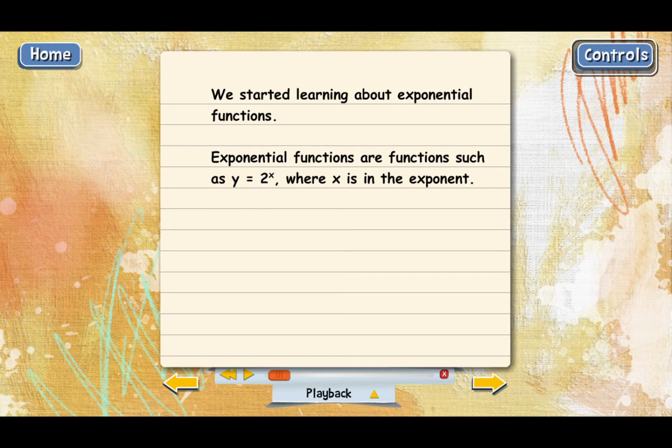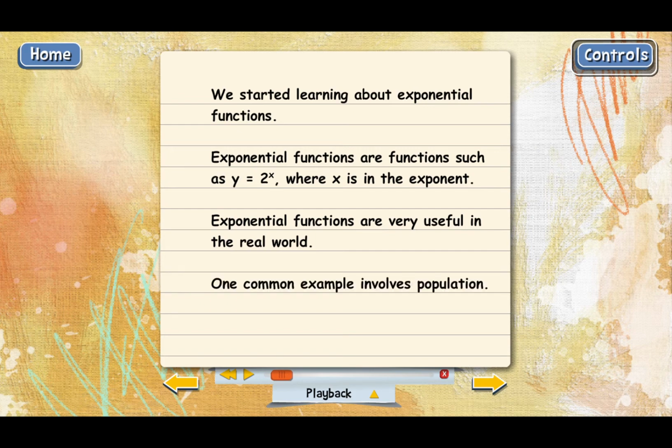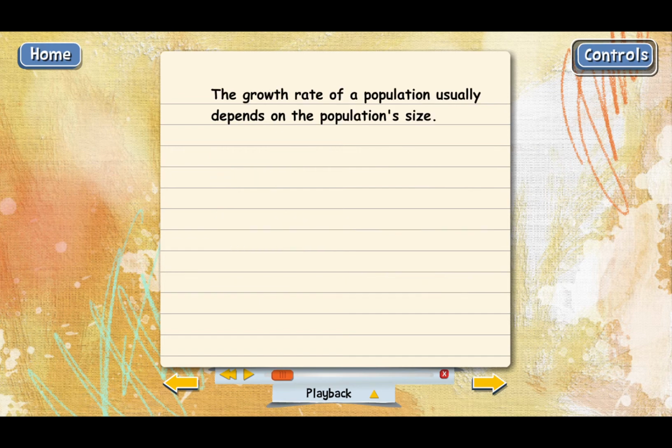Turns out exponential functions are really useful in real-world situations. And so I'm going to show you a few examples of how exponential functions are used in this lesson. One area where exponential functions are very helpful is in representing the growth of a population, like the population of a country. Turns out the growth rate of a population usually depends on the population size.